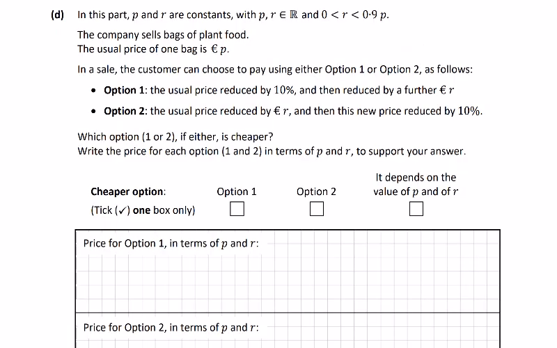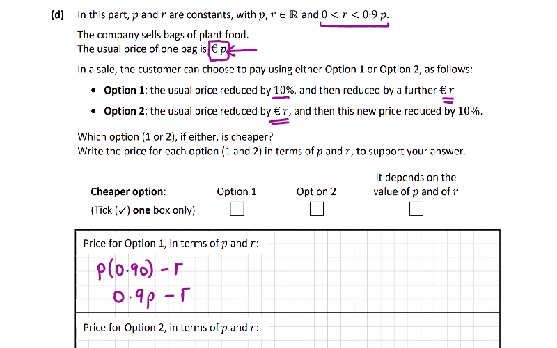And in the last part of this 2024 exam, we're told that p and r are constants, and we have this expression here. The company sells bags of plant food. There's a lot of writing for this question, but it's actually quite easy. Option 1, the usual price is reduced by 10% and reduced by a further r. Right, so the normal price is p euro. So if it's reduced by 10%, it means that there's just 90% of it left. And then we have to take away r. So this price after the discount is 0.9p minus r.